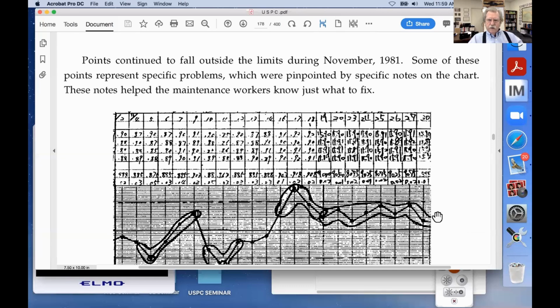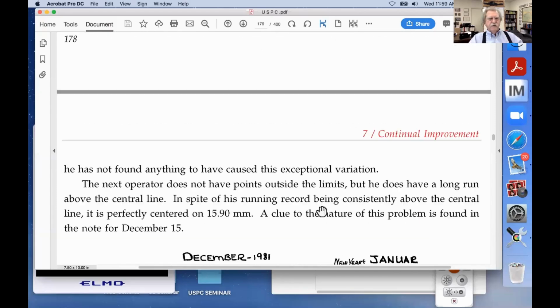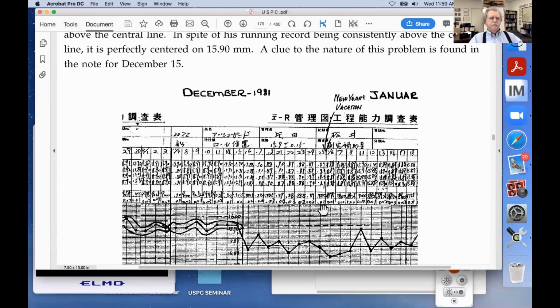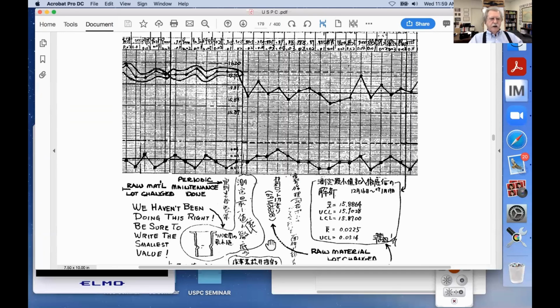I don't know if I can do it. The thumb of that hand is right there at 15.9. The central line for the chart is no longer at 15.9. And the clue we have as to what's happening comes on the note for December 15. And it's very strong. It's in Japanese: we haven't been writing the smallest observed value. Be sure to write the smallest value down.